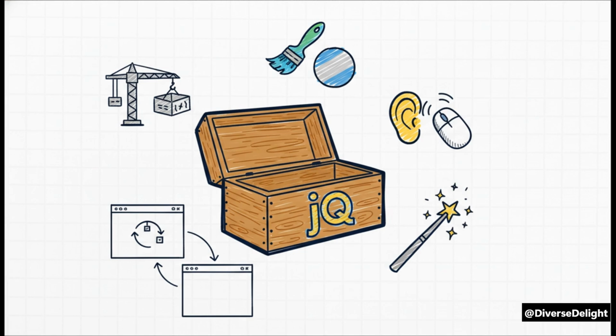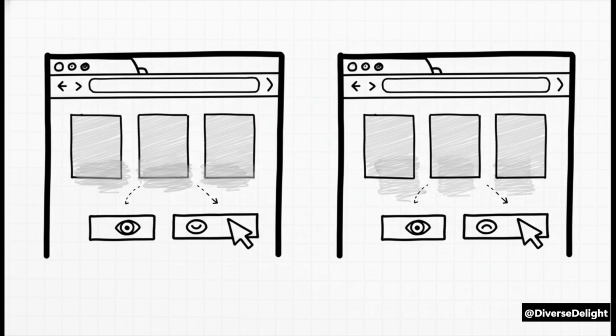You can change text on the fly, mess with CSS styles, easily handle all those user clicks and hovers, create slick animations. You can even load data from a server without ever having to refresh the page. It's the whole shebang. So let's look at a super common example.